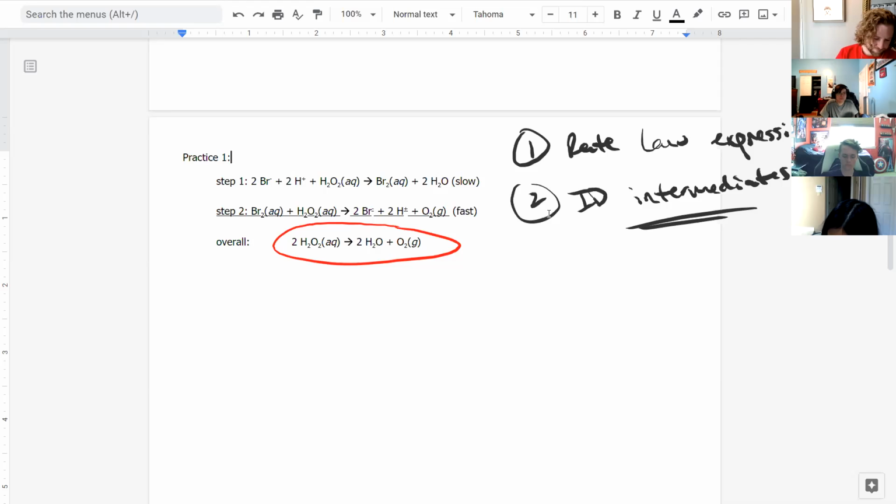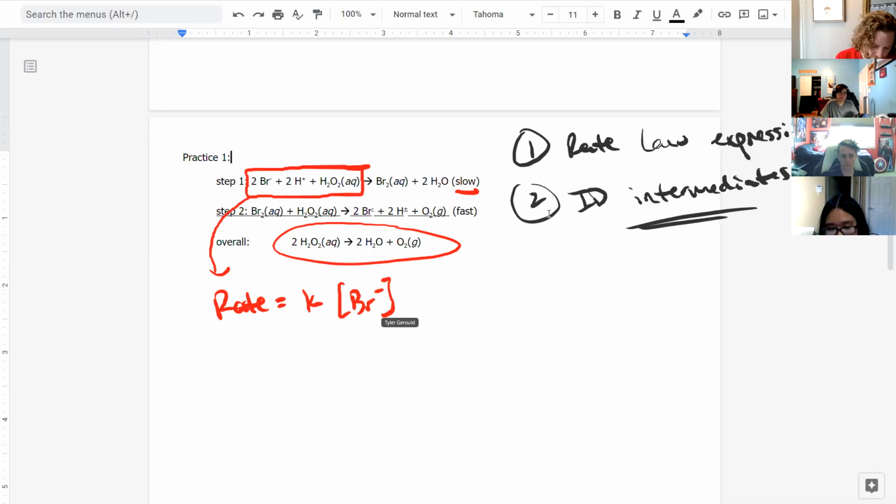So when I look at the rate law expression, we have the slow step, and I have everything in the slow step right there. And that is a lot, by the way. Usually when you break it down to mechanisms, it's a little bit more broken down than that. So I'm just going to take my reactants in the slow step and say the rate of the overall reaction is based off of [Br] squared because of the coefficient, [H+] squared, and [H2O2].